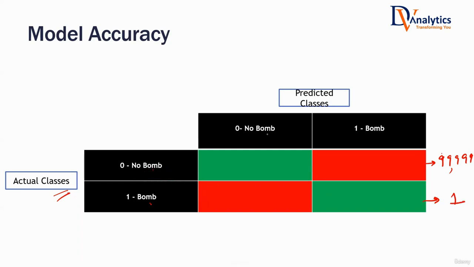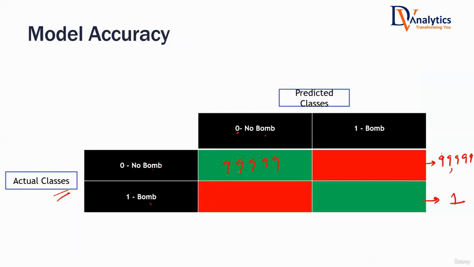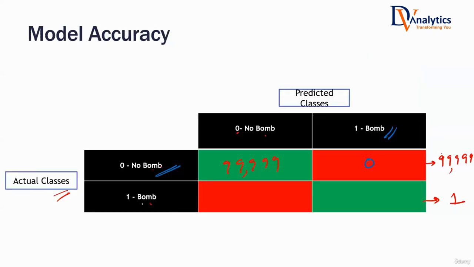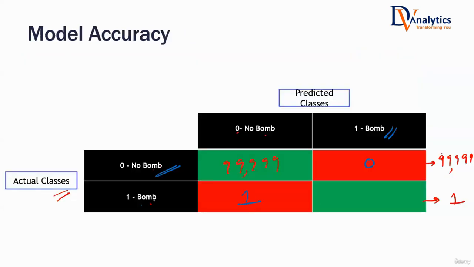Now, out of these 99,999, how many are predicted as no bomb? 0 predicted as 0. How many times did that happen? 99,999. Okay, that's good. Model is doing a great job. Wonderful. No problem with that. How about this one? No bomb, but it has been predicted as bomb. 0 predicted as 1. Has it ever happened? No. What will be the count here? 0. 1 predicted as 0. Has it ever happened? Yes. How many instances? 1. 1 predicted as 1. Has it ever happened? No. 0 here again.